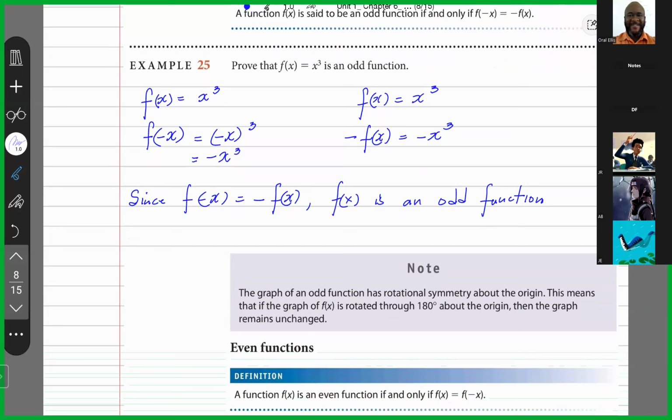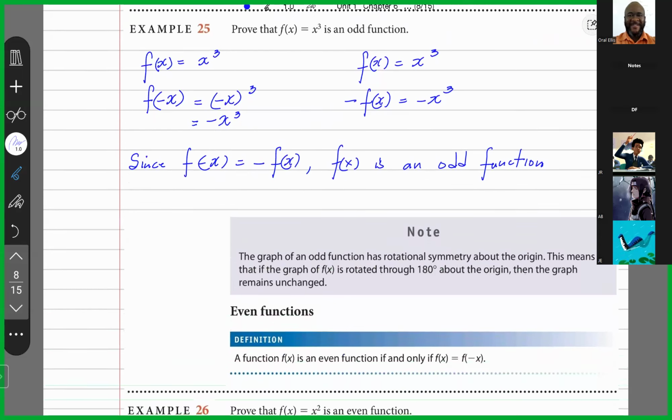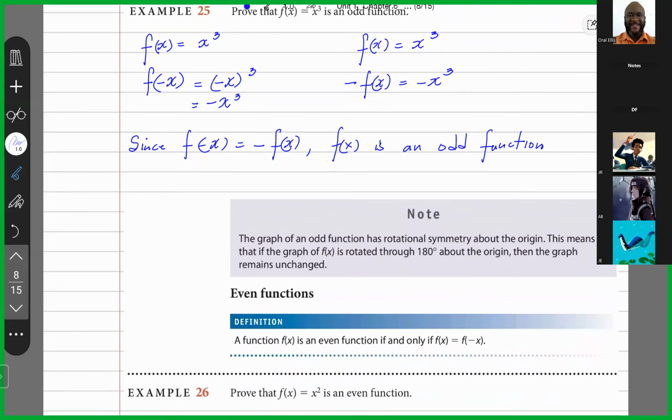All right, so here's a note. It says the graph of an odd function has rotational symmetry about the origin. This means that if the graph of f of x is rotated through 180 degrees about the origin, then the graph remains unchanged.